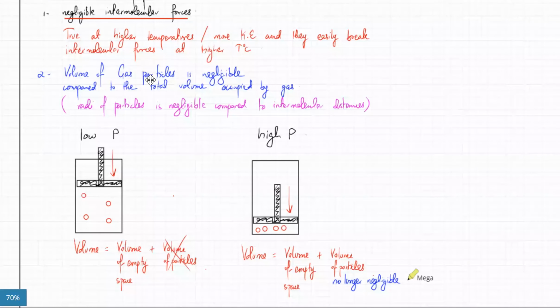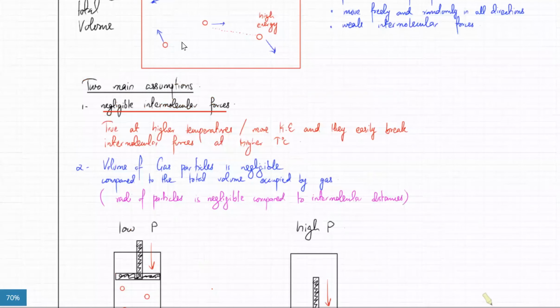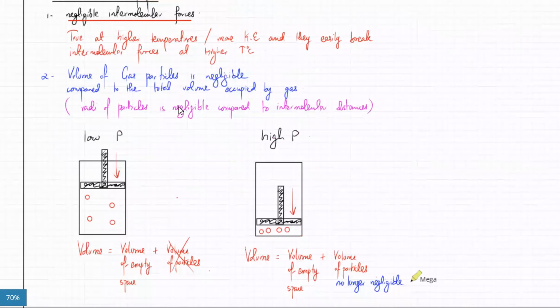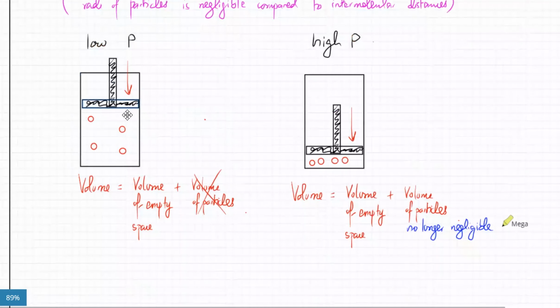What the second point meant was, gases are mostly empty spaces, which is true at low pressures, because at low pressure, gas is mostly just empty space. But it's not true at high pressures. When you compress a gas, the particles are all tightly packed because you've taken out all the empty spaces. So now there are no longer empty spaces in the gas. It doesn't look like a gas at high pressures.